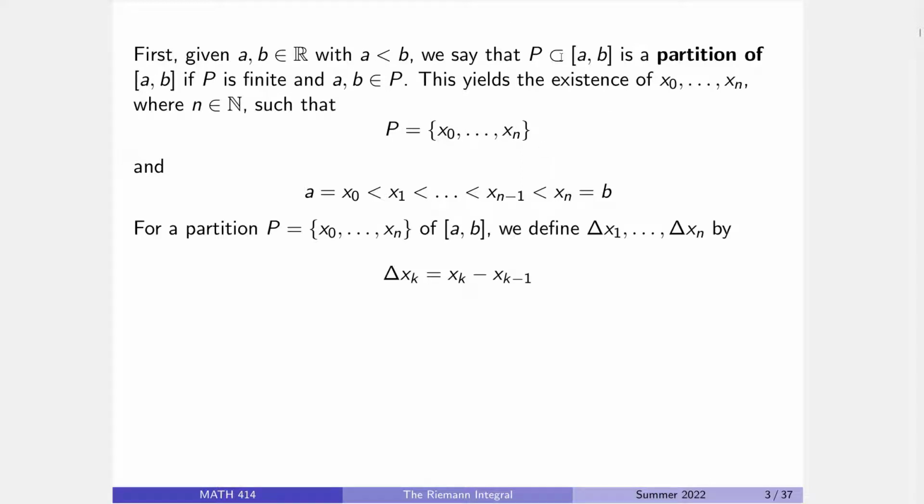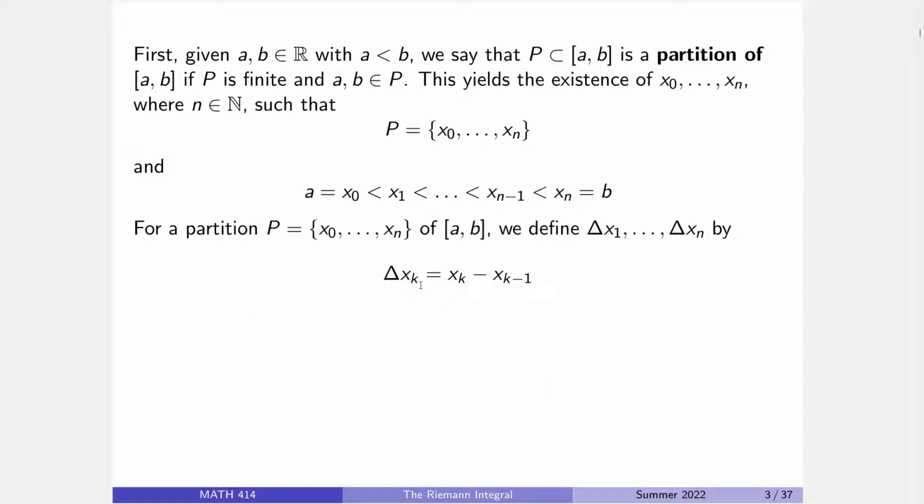Right, so given a partition P, it has a listing of elements, and again, note this listing is actually unique. There's only one way to do that. Then we can define the deltas of x1 to xn by just taking the difference of the bigger one versus the smaller one. So note the delta x of k is always strictly positive. Right. So thus, these are just all the lengths of the subintervals that we can form.